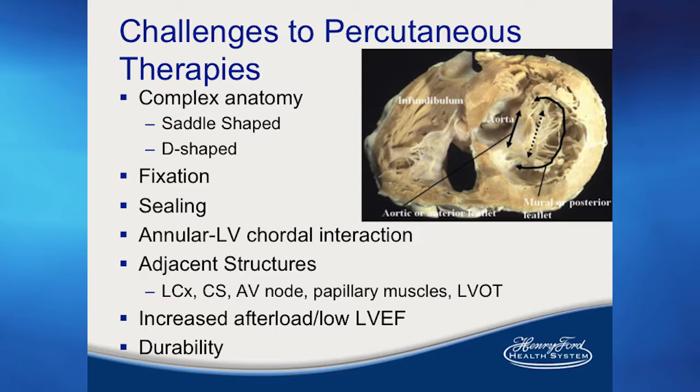The mitral valve is saddle-shaped, it's D-shaped. Where are you going to fix a valve to? It's not like the aortic valve, where it's a tube and it's calcified all the time. How are you going to seal it so it doesn't leak? What about this annular LV cord interaction? There's some role for the tethering and the papillary muscles being present and pulling the muscle in to the annulus. And some of these adjacent structures are very relevant, and how durable are the valves going to be.